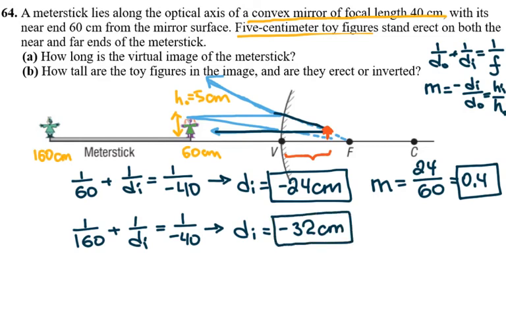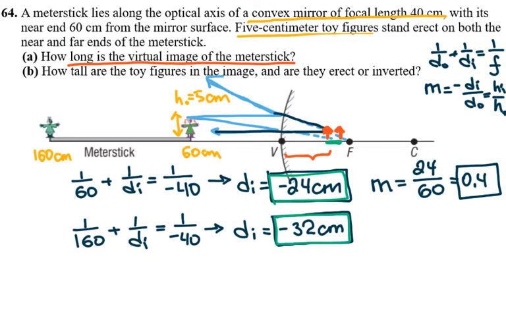So for the second image, I'm going to have the distance -32. The focal length is 40, so that means the second one is going to be somewhere here. And they ask you how long is the vertical image of the stick, the virtual image of the stick. The stick itself is this long, and that's the difference between these two, and that is 8 centimeters.